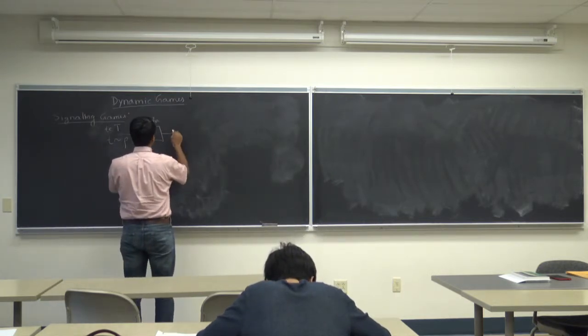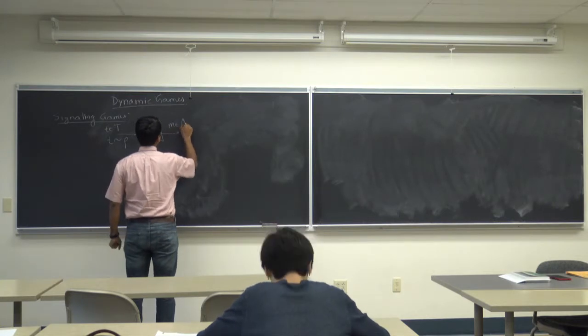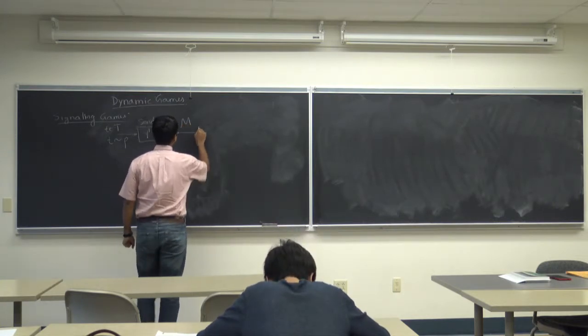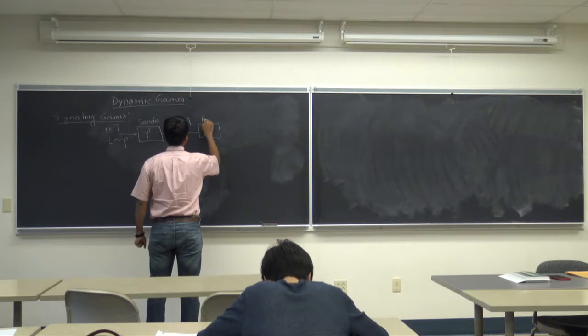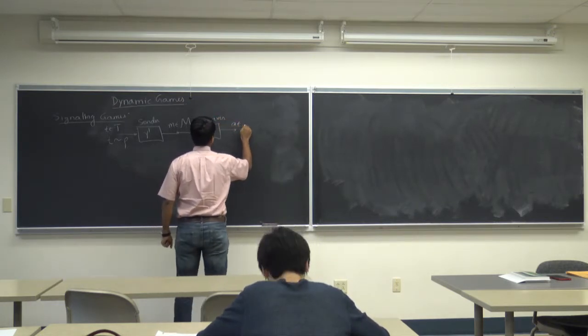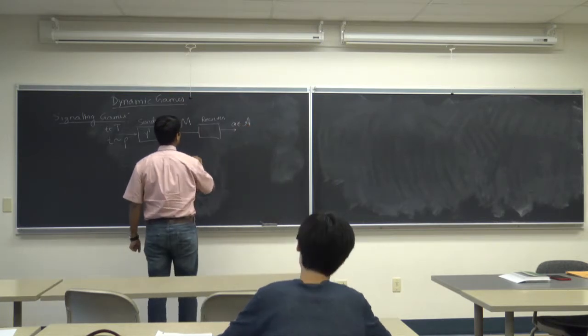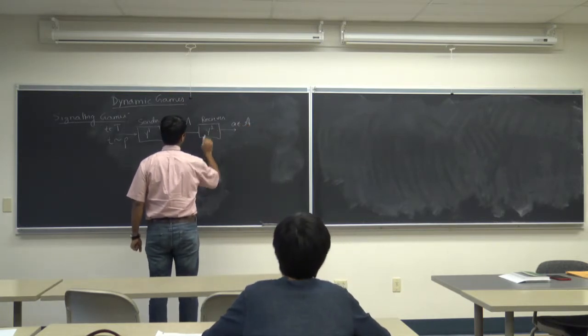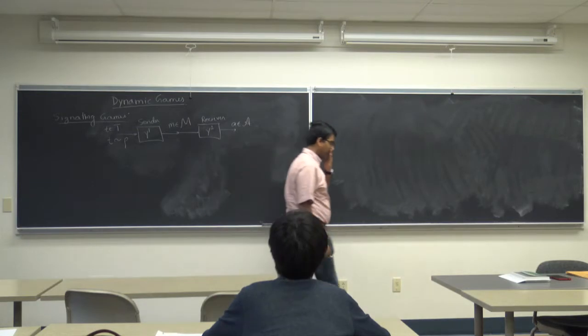Okay, and the sender has to pick a message that lies in the set M, and you have a receiver which takes an action A, which is in the set capital A, and it chooses gamma 2.